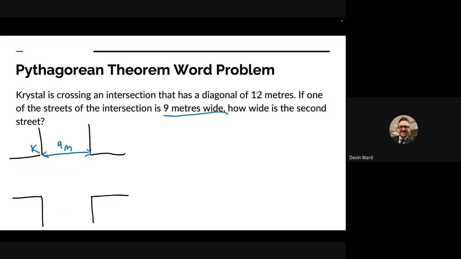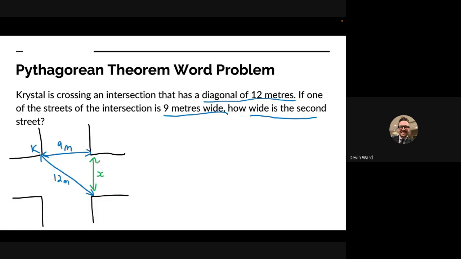Then it tells us that the diagonal is 12 meters. If you don't remember, a diagonal goes corner to corner. So we start here and go down. Corner to corner is going to be exactly 12 meters. And now we want to find out how wide the second street is. So we know that this one's 9 meters. We want to find out how wide this street is. So I'm going to call that X because we don't know what it is.